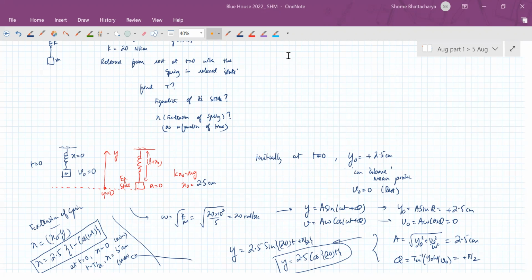Yeah, Jagannath, what is the question? X would be 2.5 centimeters initially. No, beta, because initially we are releasing the spring from the natural length state. So the initial value of x is 0. That is why the initial value of y naught is plus 2.5.